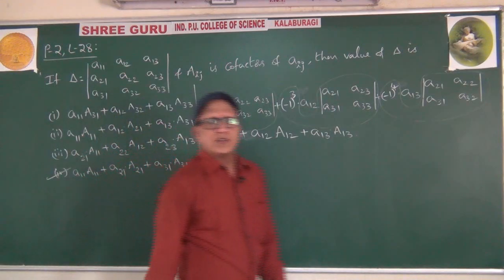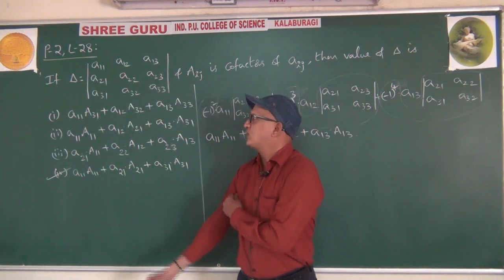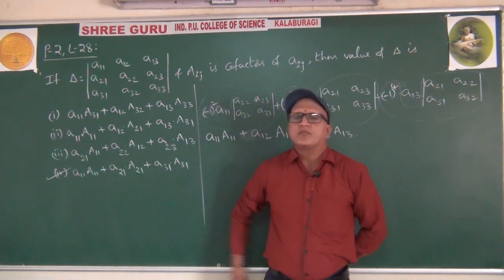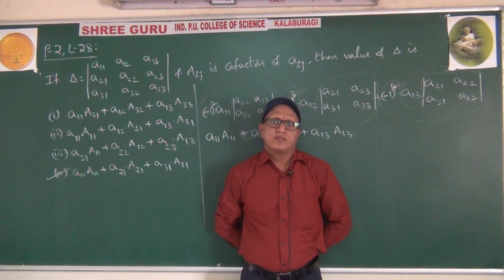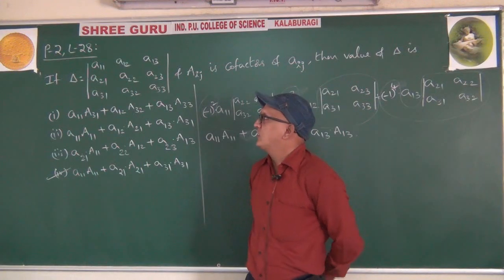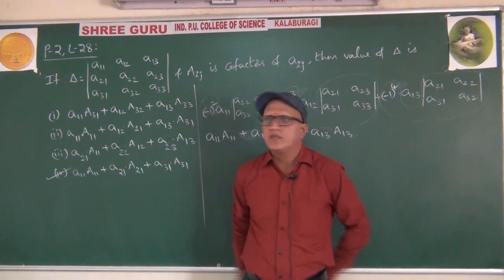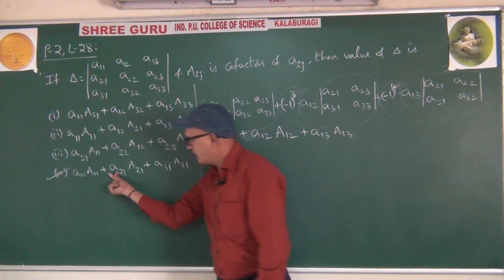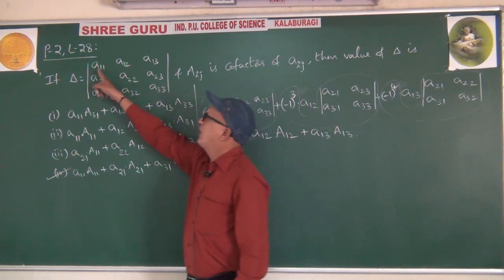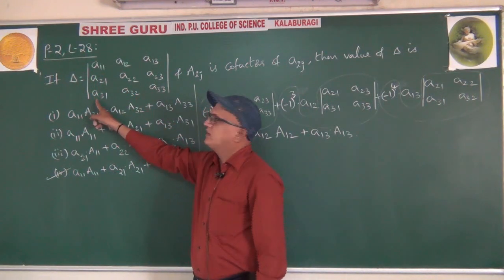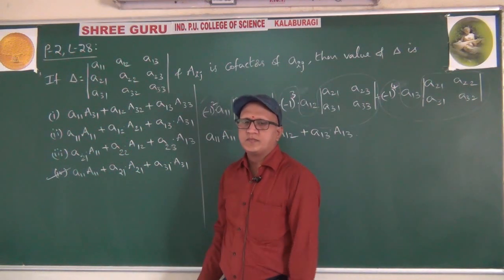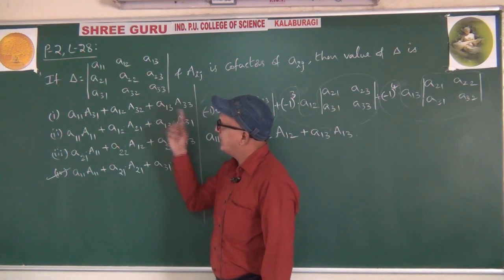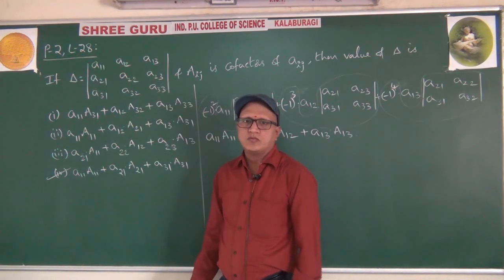Can anybody guess by using which row or which column they expanded? I decided that the fourth one is the answer. Very simple. See, A11, A21, A31. By using the first column they expanded. That's it. Sir, what about the remaining things? That will be 0.